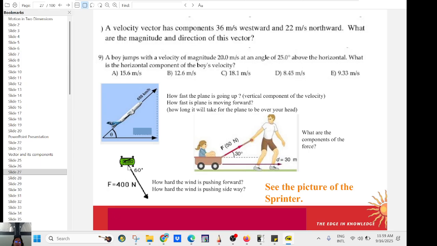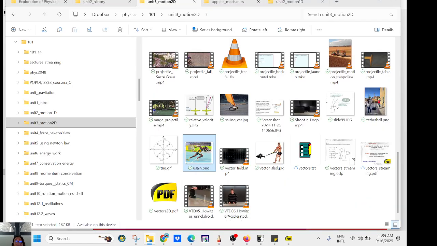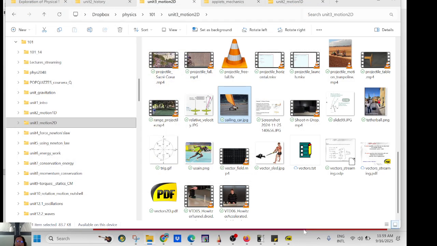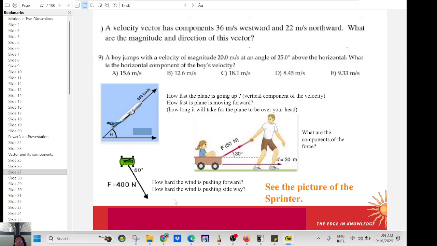So let's do this one. That's called, I don't know what it's called. This is called that Miami, they do that. They sailing car. But can you see that this one is lifted above the ground? Do you see that? Okay, let's see why. It's because of the components again.